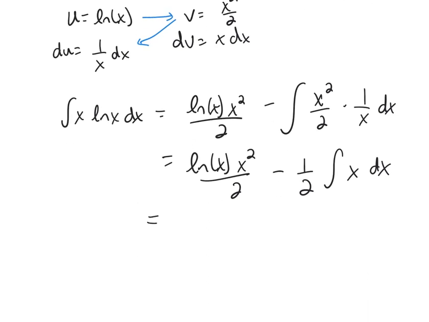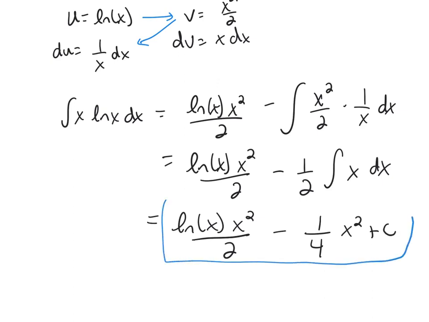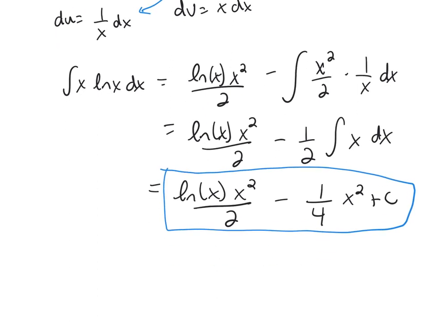And we know the antiderivative of x, it's x squared over 2, so this would be minus 1/4 x squared plus c. So again, here for this problem, we're going to use integration by parts. Let's look at one final integral.